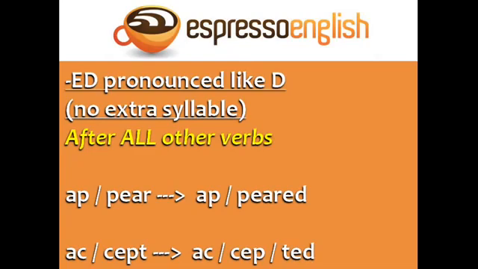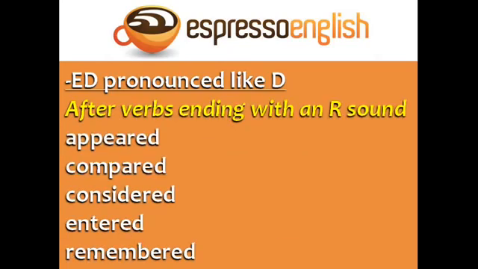This is different from the verb accept. The past of accept is accepted. Accept has 2 syllables, and accepted has 3 syllables. ED is pronounced like D with no extra syllable after verbs ending with an R sound. Appeared, compared, considered, entered, remembered.